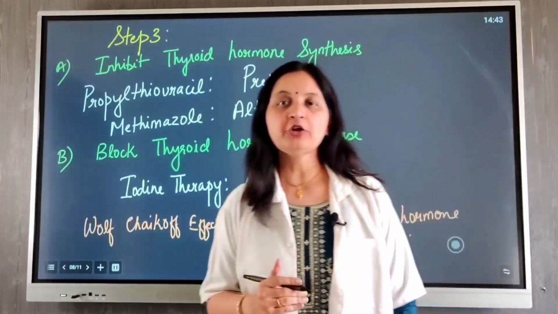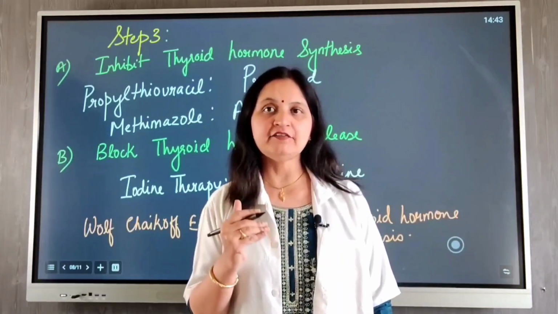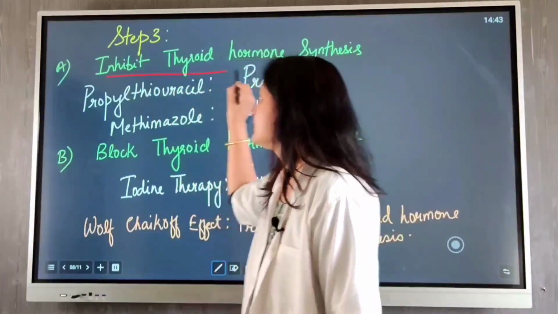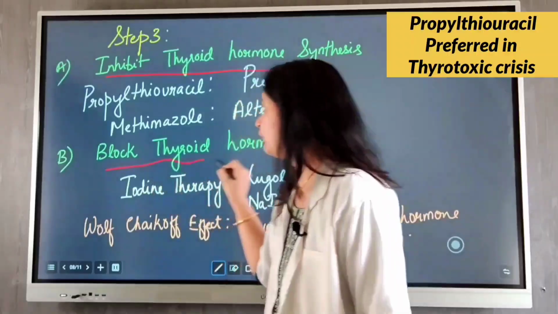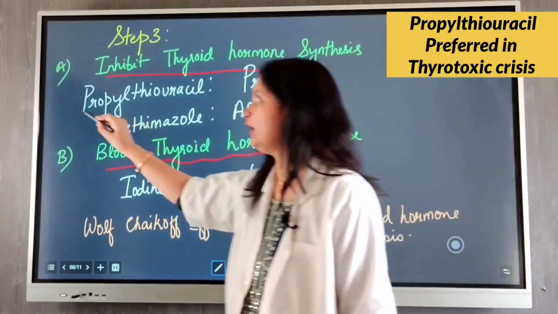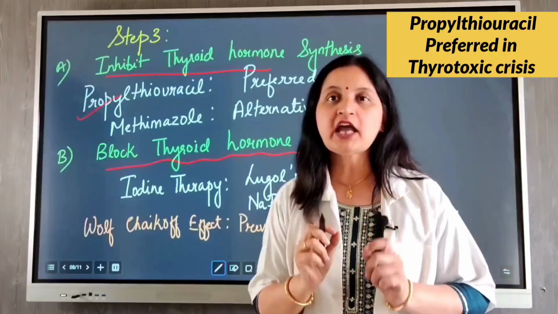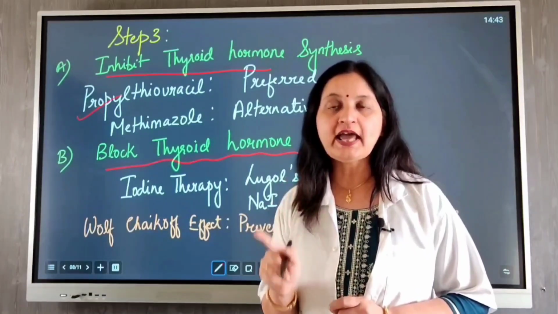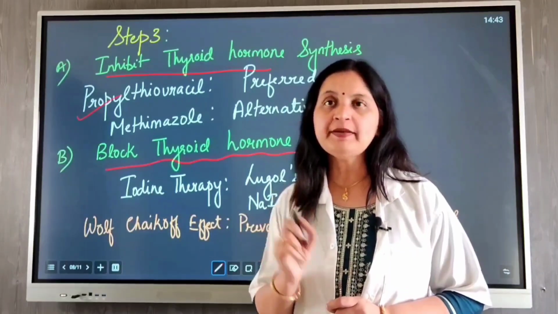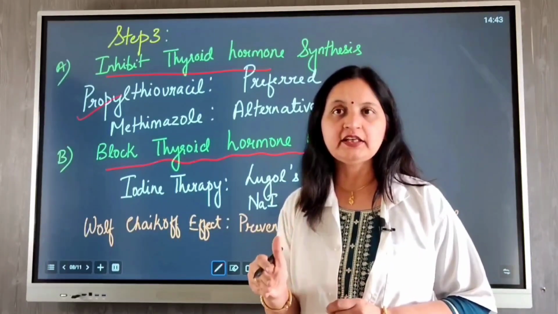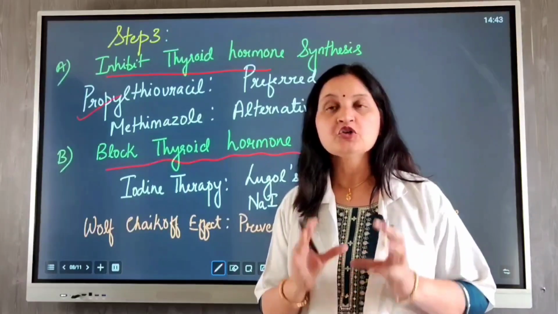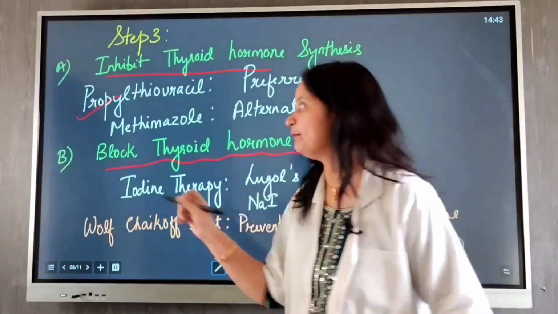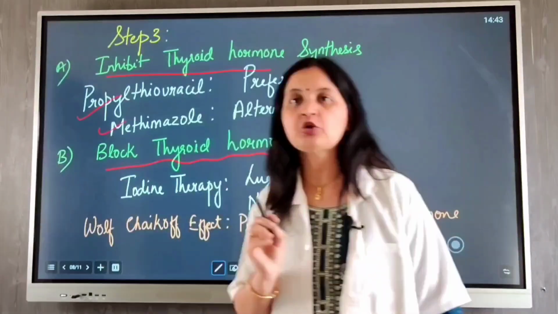Step 3 in the management of thyrotoxic crisis is to reduce the excessive thyroid hormone action. This is done by using drugs that inhibit thyroid hormone synthesis and drugs that block thyroid hormone release. Propylthiouracil is an anti-thyroid drug that inhibits the thyroid peroxidase enzyme, decreasing thyroid hormone synthesis. Also, it has a dual action. In addition, it inhibits the peripheral conversion of T4 to T3, which is the active form of thyroid hormone. So, because of the dual action of propylthiouracil, it is preferred over methimazole in the management of thyrotoxic crisis.